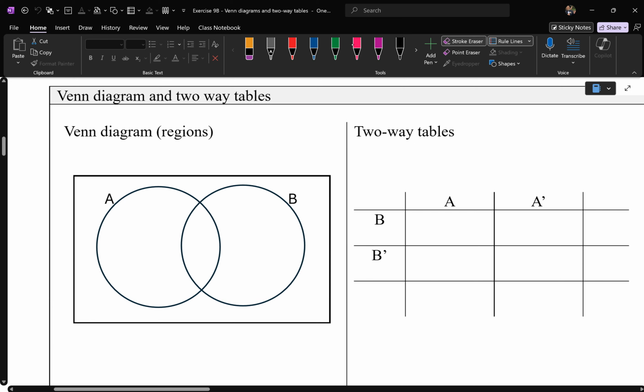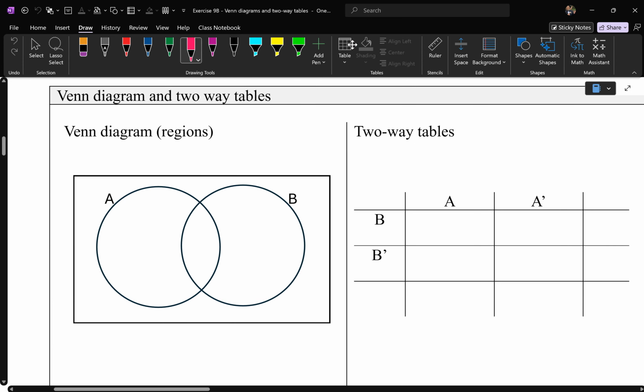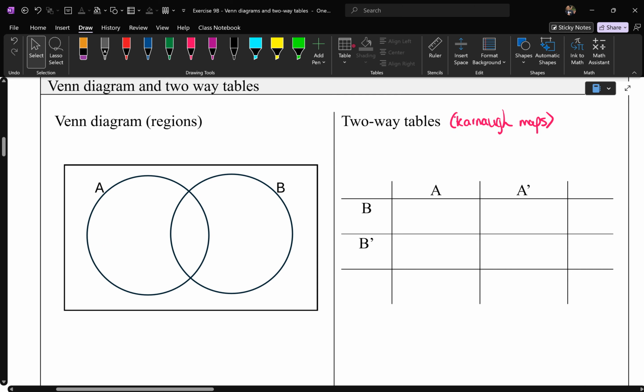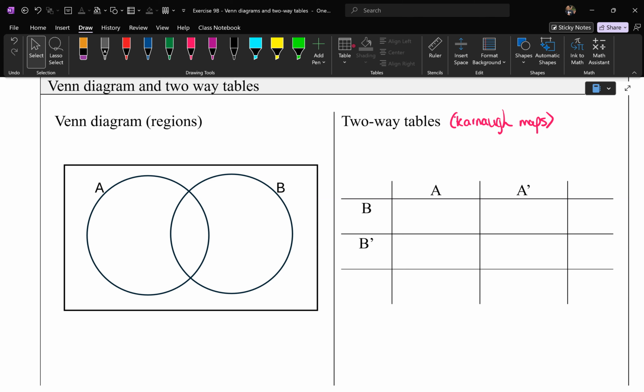On the left-hand side, it's called a Venn diagram. And on the right-hand side, it's called a two-way table, also known as Karnaugh maps. They're both just tools for you to be able to solve probability questions or problems, and both have their own unique pros and cons.